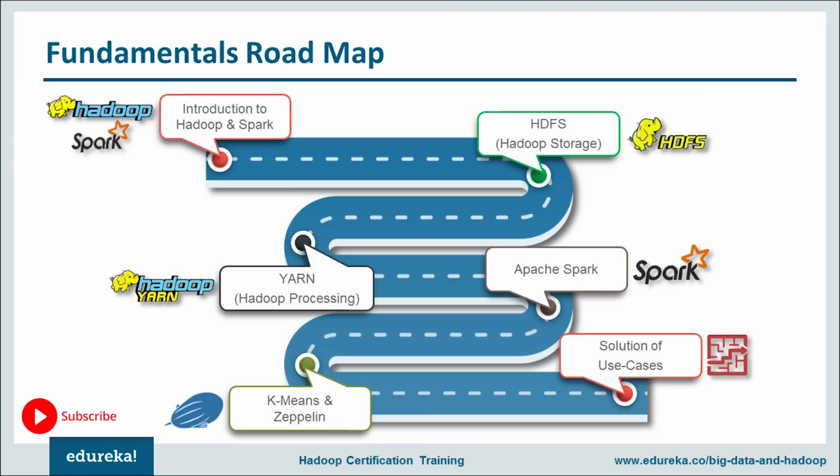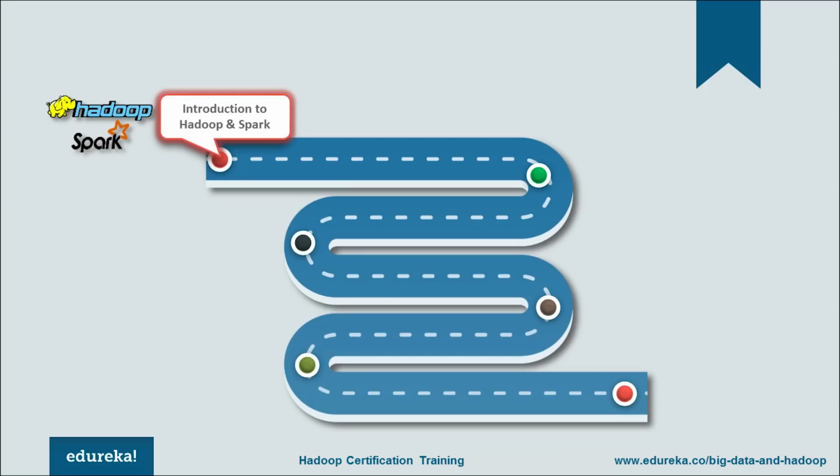And then we will understand k-means and Zeppelin, because we have used k-means clustering to cluster our data, and we have used Zeppelin to visualize it. Then we will finally move on to the solution of the use cases where we will be implementing it directly. So this is what you need to learn. So let's get started with Hadoop and Spark. We will start with an introduction to Hadoop and Spark.